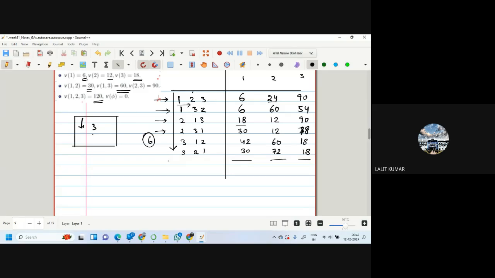6, 6, 12, 30, 30, 60, 60 plus 40, 20 plus 30, 132. Divided by 6, you get 22. Okay. You add this. 4 to 6 to 8.